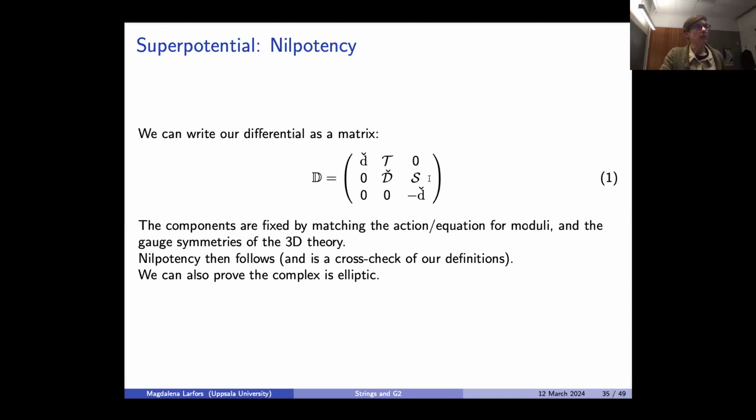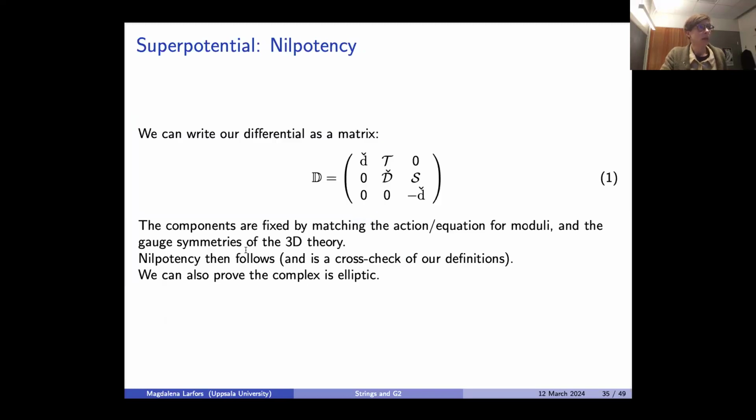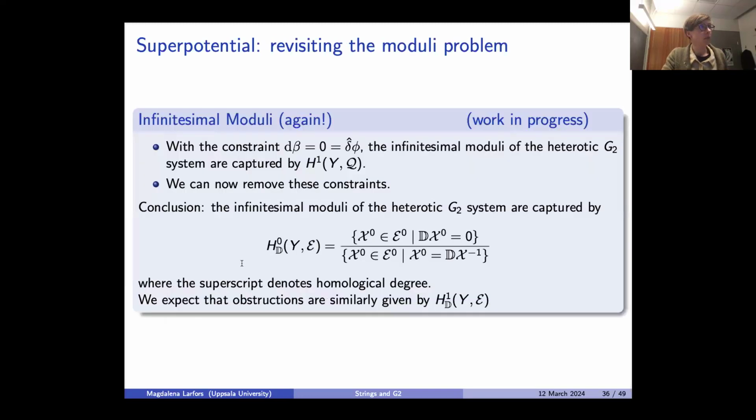Once we have set this up, and once we have defined these order by order in homological degree, then we can check whether this gives us an elliptic complex, and it does. So nilpotency, for example, is something that follows once we have defined everything in order to match the equations for the moduli and the gauge symmetries of this 3D theory. Okay, so this is what we find.